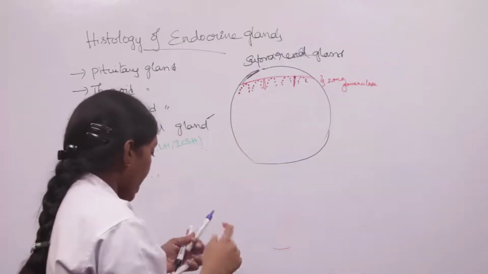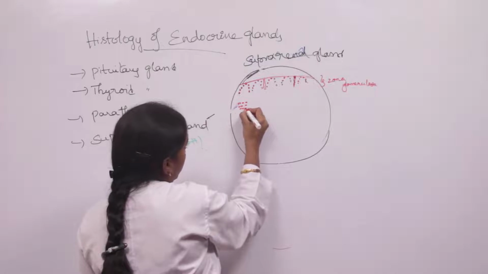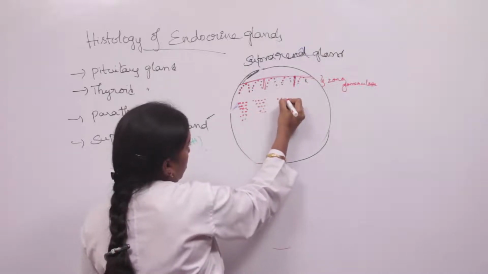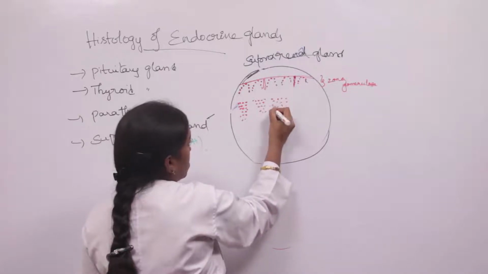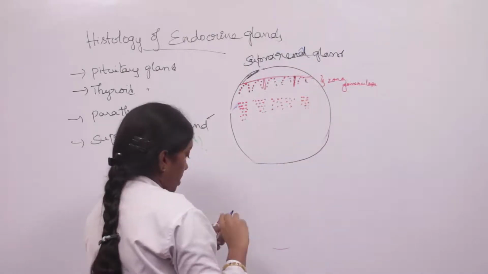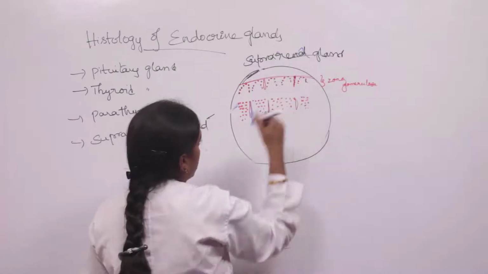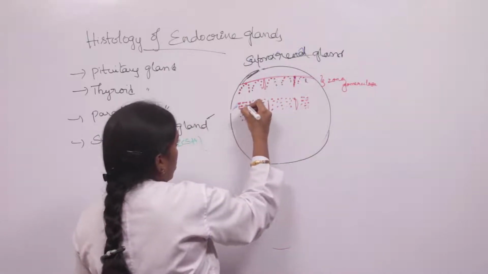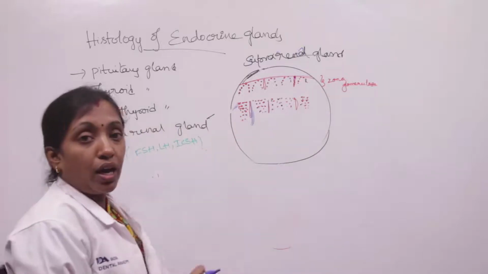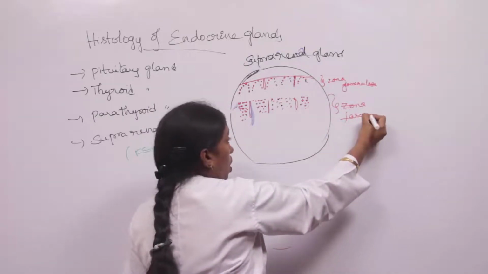And coming to the zona fasciculata, the cells are arranged in cords. That means the cells are arranged in 2 to 3 rows, separated by narrow sinusoids. Sorry, I have represented it with red color. And in between the cells the nucleus is present. Okay, so in the zona fasciculata, the cells are arranged in cords.